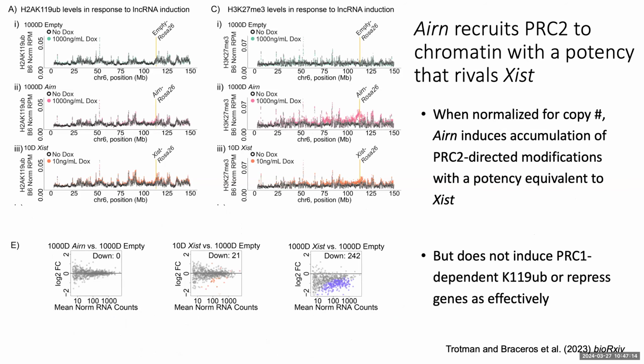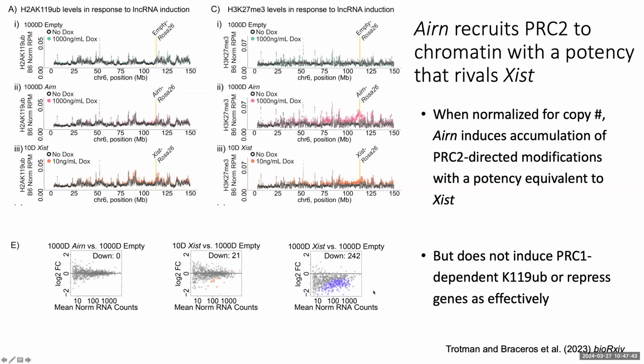Surprisingly, when we look at gene expression changes in our Air-expressing cells relative to our empty vector control, we find none. So there's no significant changes here between Air and empty vector control. So what we think is that most of this Polycomb that gets recruited is happening within intergenic regions or over silent genes, and it's unable to infiltrate actively transcribed regions of chromatin.